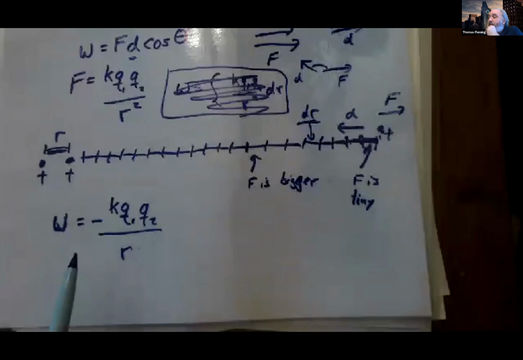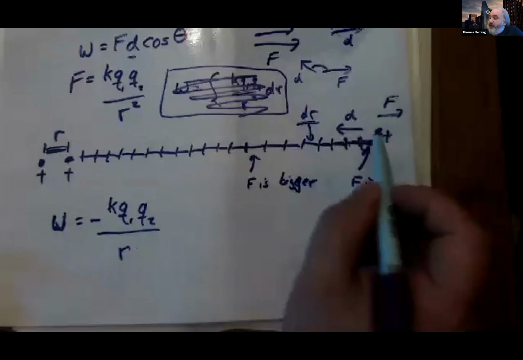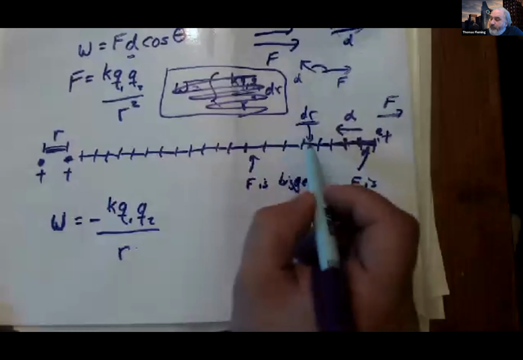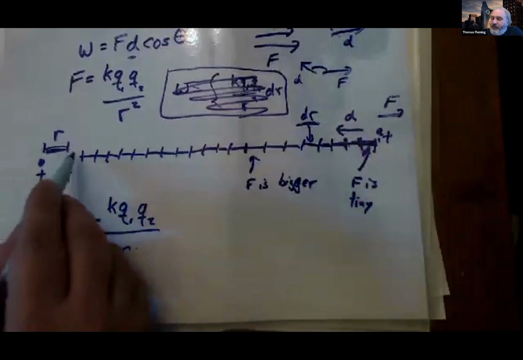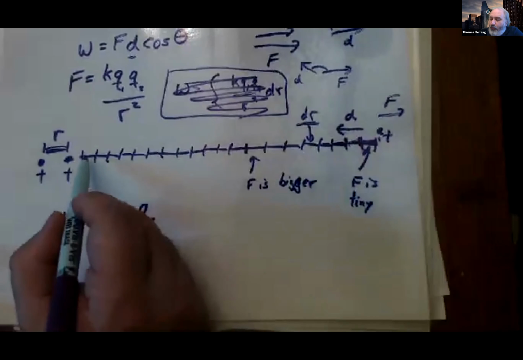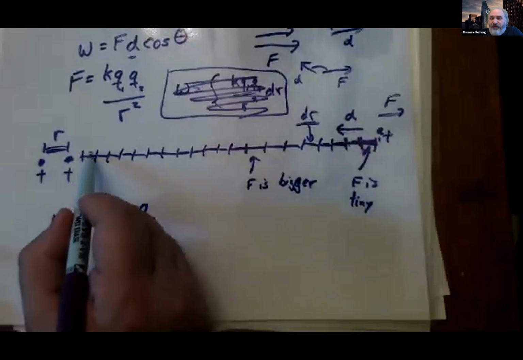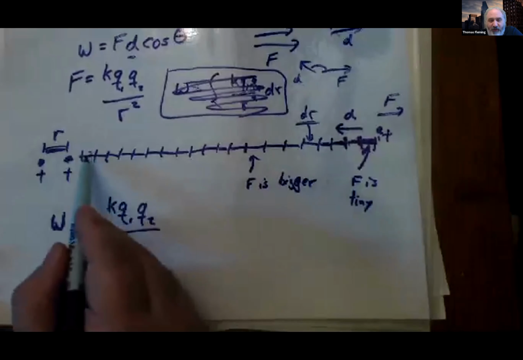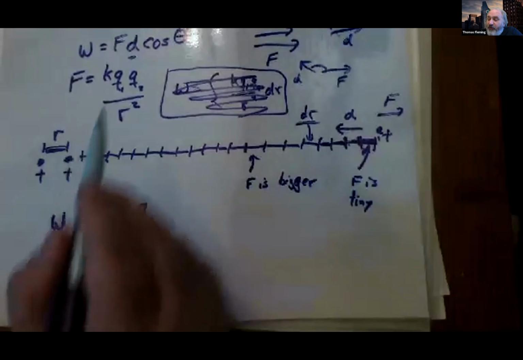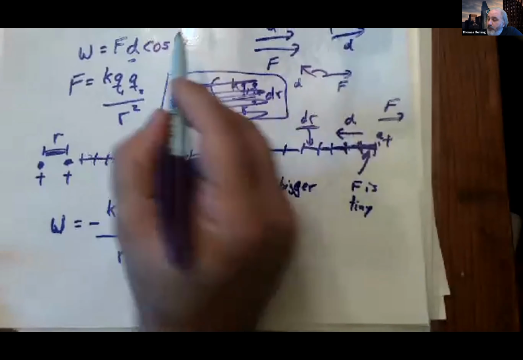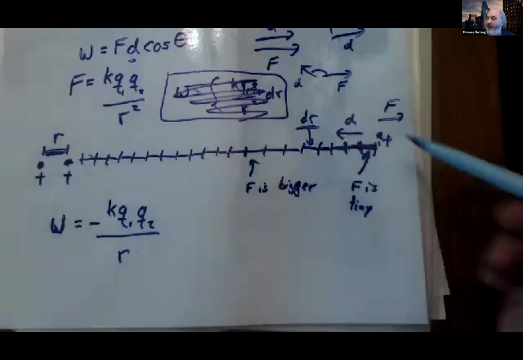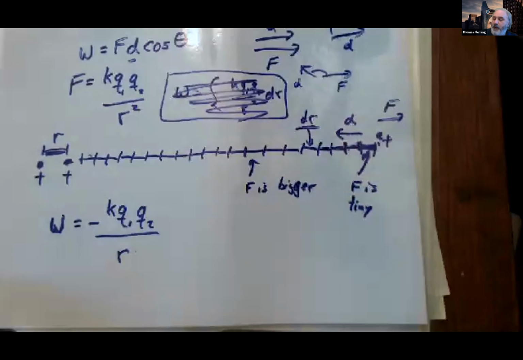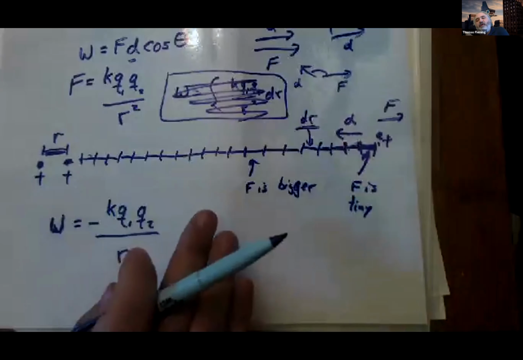But here's the point. If I take all these little F times D's and I add them all up and I get this, on the way back, when I go this way, what's different? The force during this baby step right here is the same going back as it was going in, and the distance is the same as it used to be. All that changed was the cosine of theta. On the way in, the force was to the right, but I was moving to the left, so the angle is always 180. But on the way back, the angle is always 0.